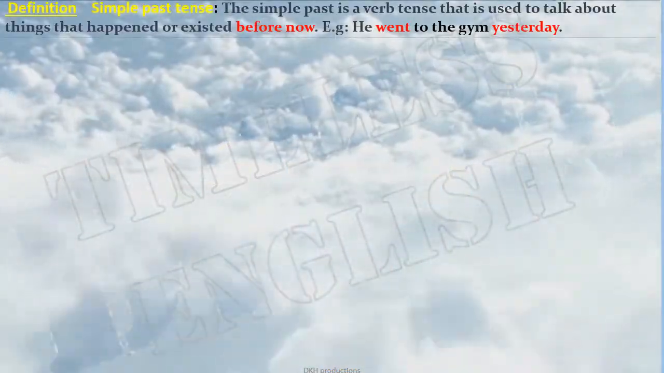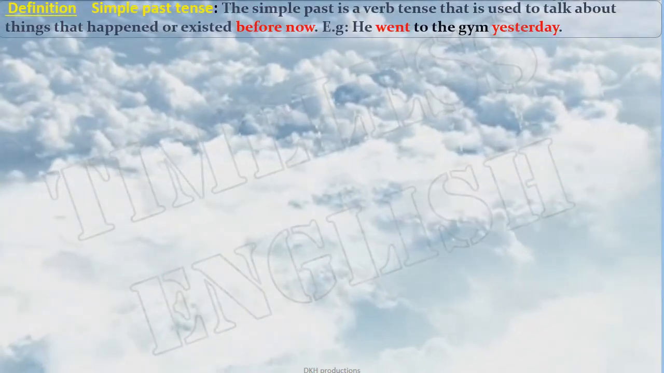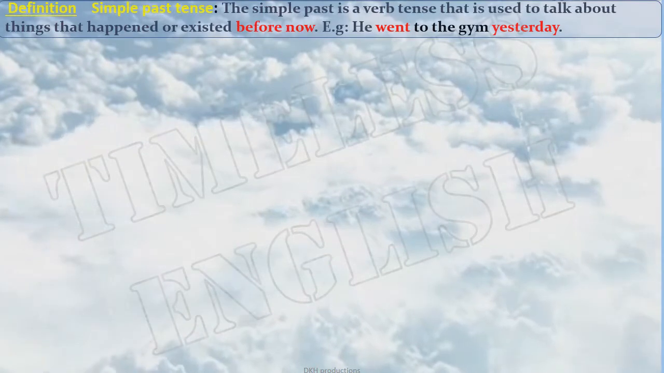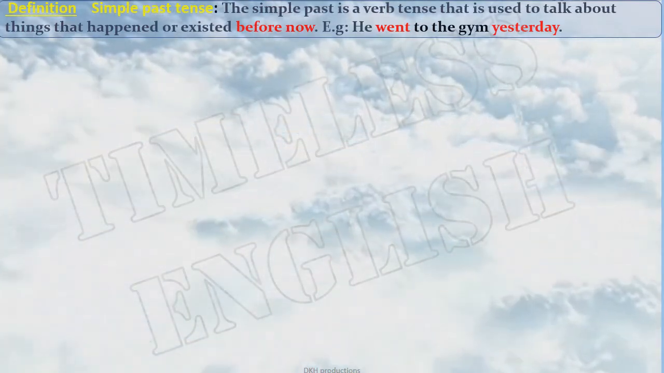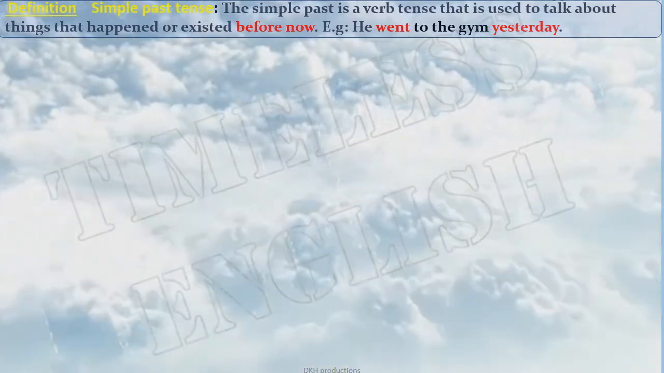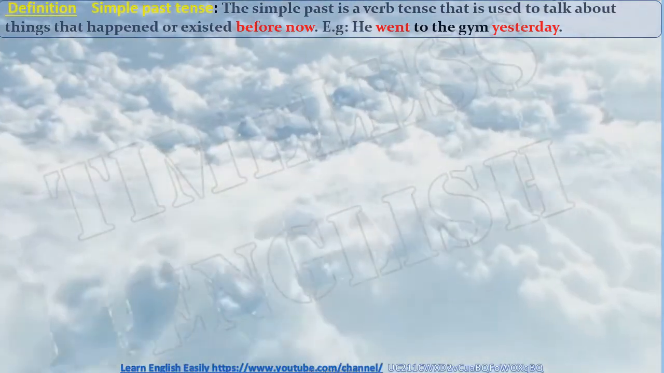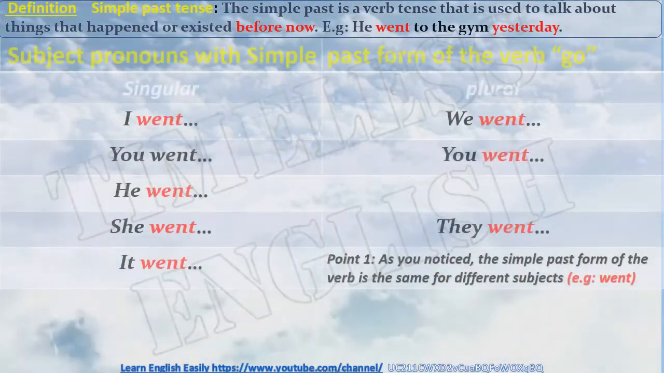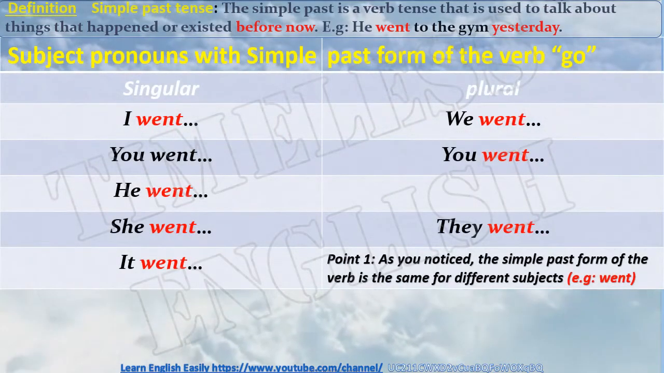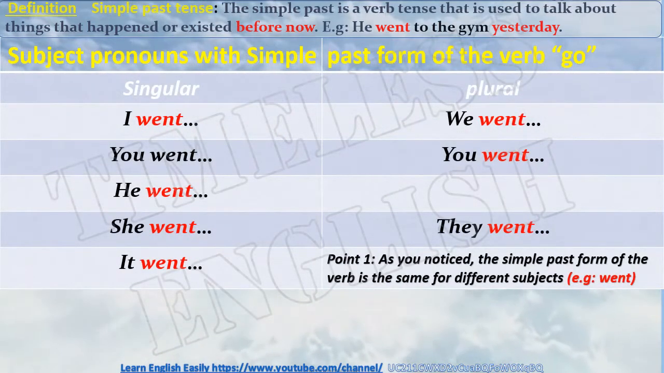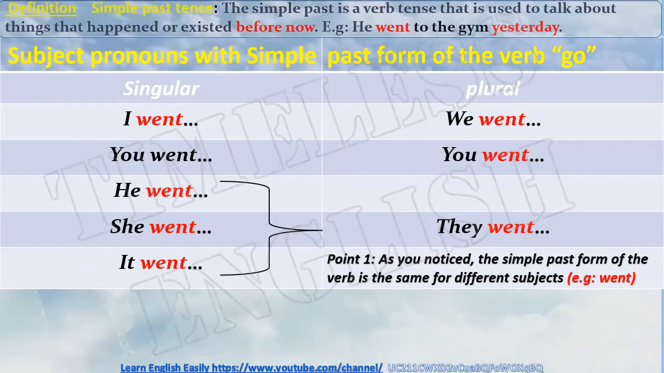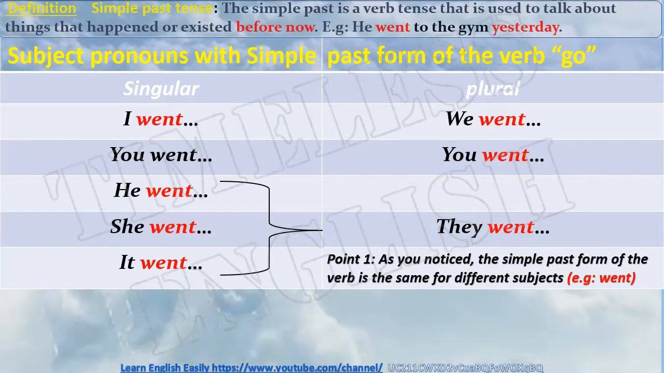Definition: simple past tense. The simple past is a verb tense that is used to talk about things that happened or existed before now. For example, he went to the gym yesterday. Subject pronouns with simple past form of the verb go. I went. You went. He went. She went. It went. We went. You went. They went.